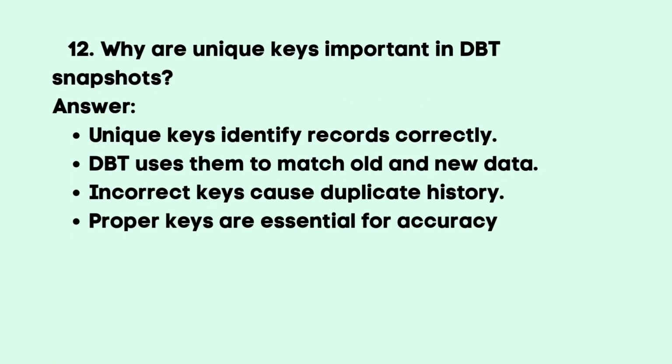Why are unique keys important in DBT snapshots? Answer: unique keys identify records correctly. DBT uses them to match old and new data. Incorrect keys cause duplicate history. Proper keys are essential for accuracy.